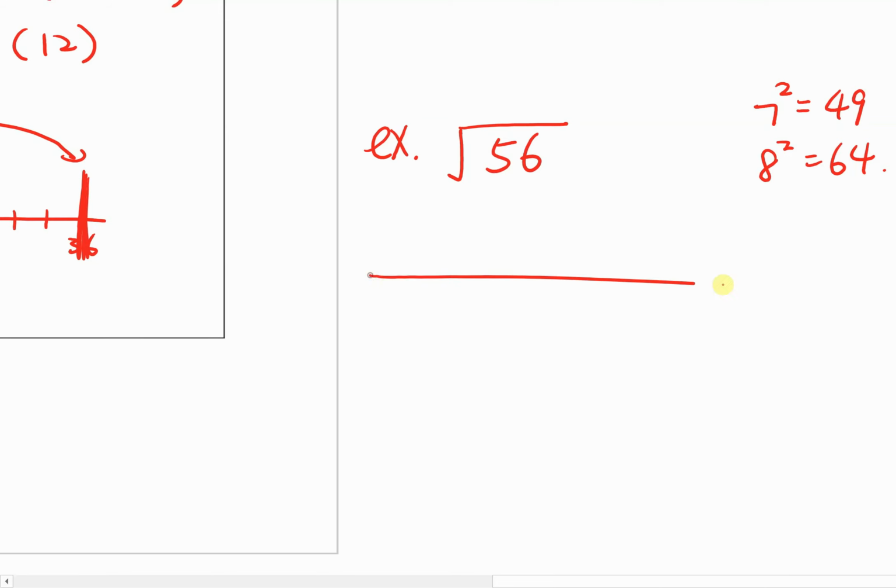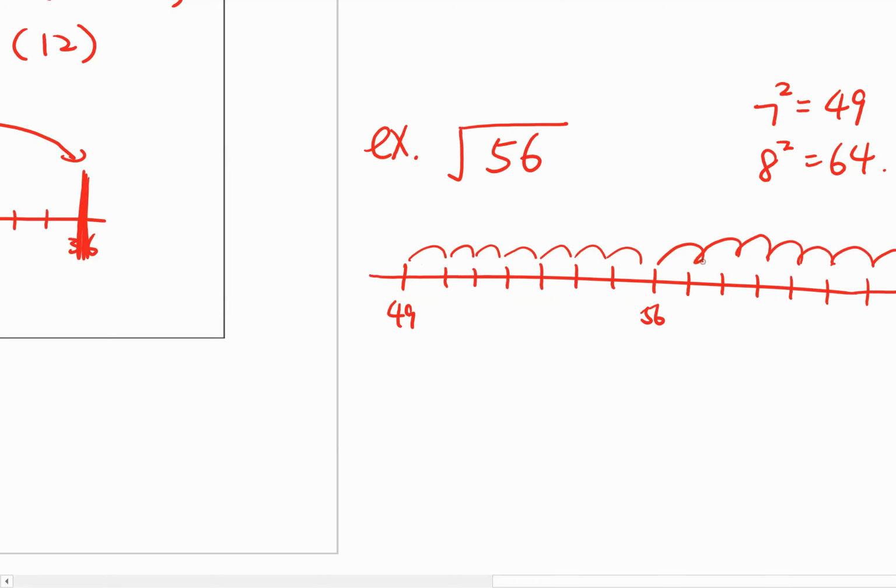Okay, so then from here I'm going to draw a number line, starting with 49, 50, 51, 52, 53, 54, 55, 56 right here, 57, 58, 59, 60, 61, 62, 63, 64. So here's 64. Now 56 is actually pretty much in the middle. Hey, we can actually count. That's 1, 2, 3, 4, 5, 6, 7 away. 1, 2, 3, 4, 5, 6, 7, 8 away. So close to halfway, but not quite.